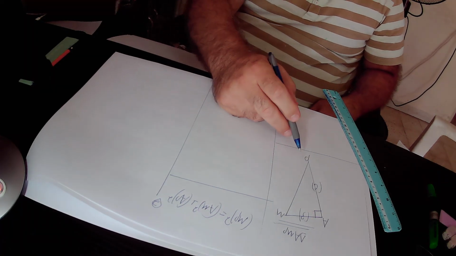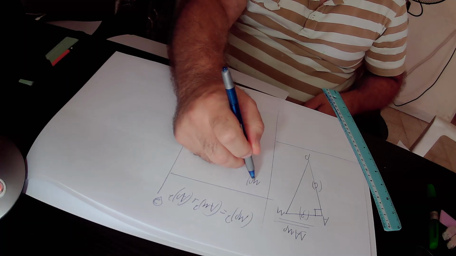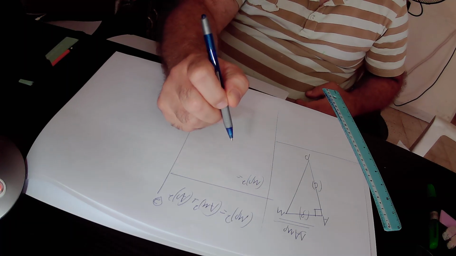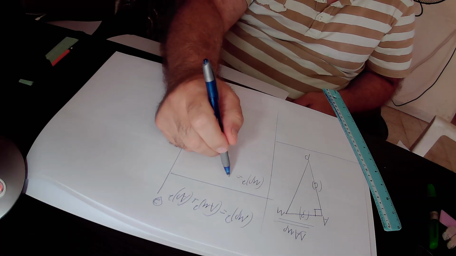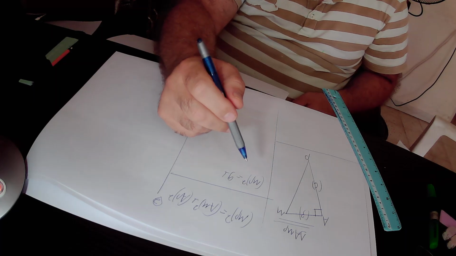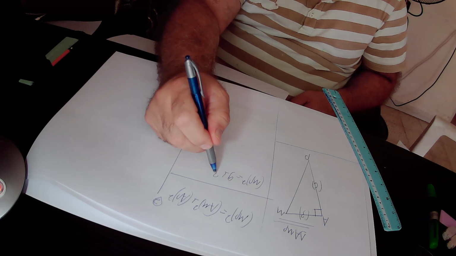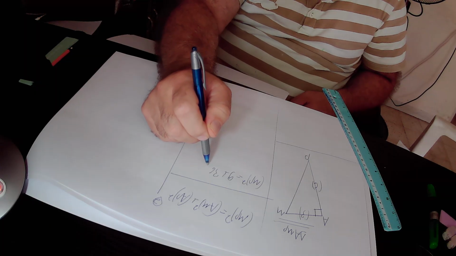MP is the missing side, so we leave it as it is, so it is MP squared equals AM squared. AM is 3, therefore AM squared is 3 squared, which is 9, plus AP squared. AP is 6, therefore AP squared equals 6 squared, that is 36. So in total, MP squared equals 9 plus 36, that is 45.